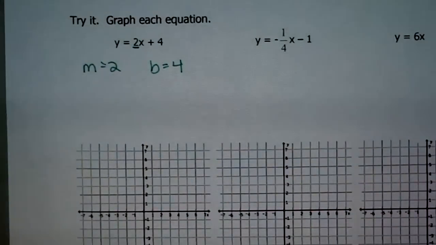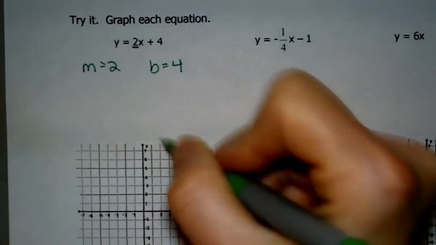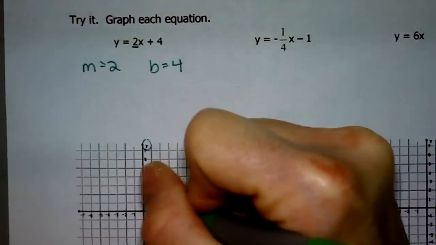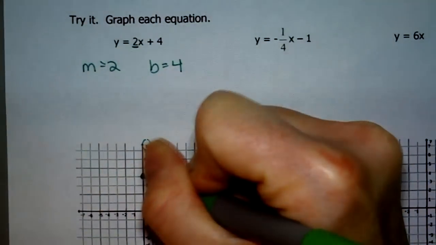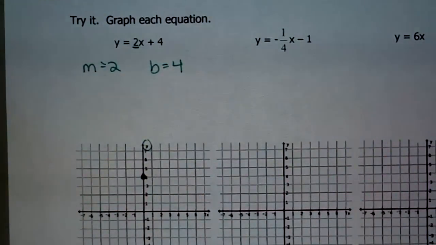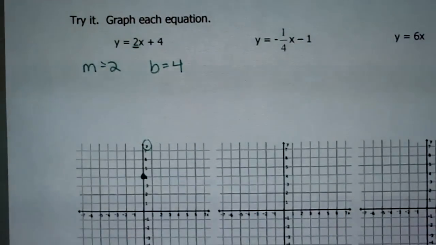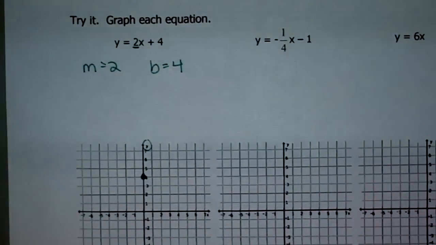Step two says place the y-intercept, the b, on the y-axis. So it says b is 4. This is the y-axis. So I'm going to plot 0, 4. 1, 2, 3, 4. There's my y-intercept right there. Plot that point. Now it says I'm supposed to use the slope to tell me how to get from point to point. And we know that slope is a ratio of rise over run, correct?